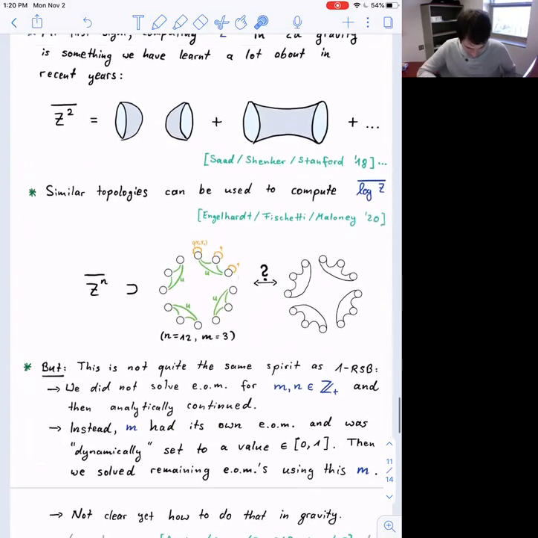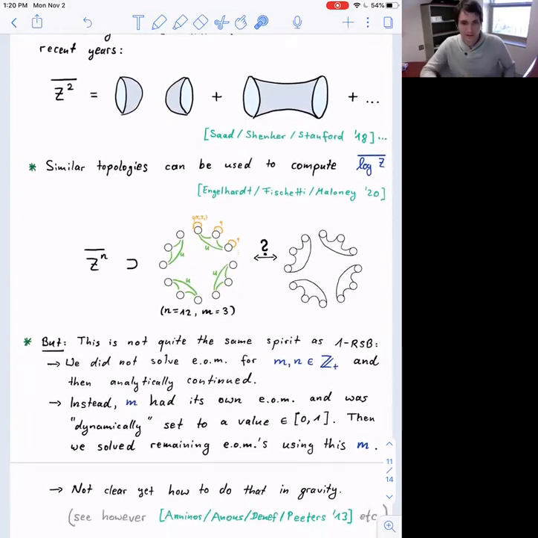Now you might think, well, if we can compute these things, then we can go and try to compute log Z disorder averaged, and try to come up with a gravity picture. This is sort of what was done recently in this paper, where they advocated some sort of picture like this, where the disorder average of Z^n would correspond to, these U's here indicating the overlap between different replicas, which you now model with wormhole geometries. But I'm not sure if this is exactly the same spirit as the one replica symmetry breaking ansatz that I described. First of all, these wormholes are not on shell. We did not really solve the equations for integer values of m and n and then analytically continue, but m had its own equation of motion. There was some sort of dynamics to that, some equations that set m to some value between 0 and 1.